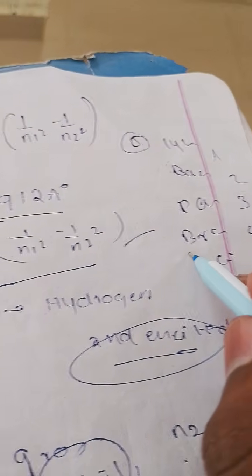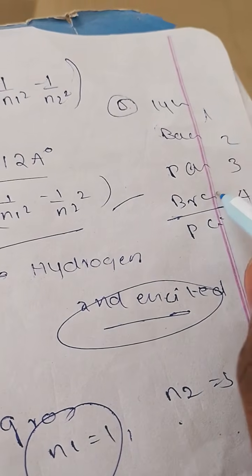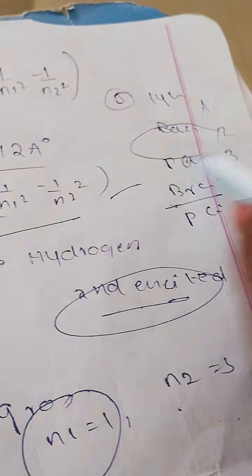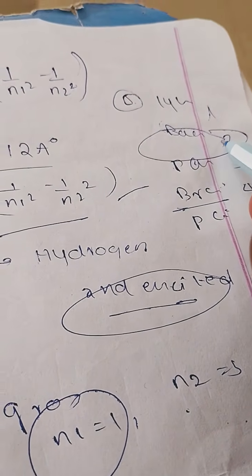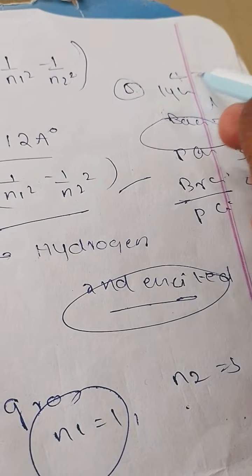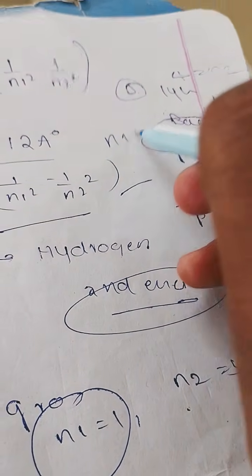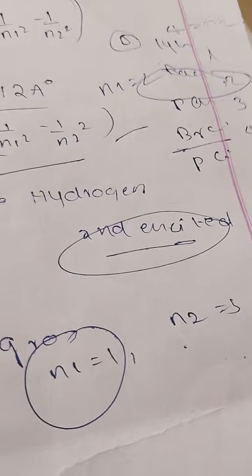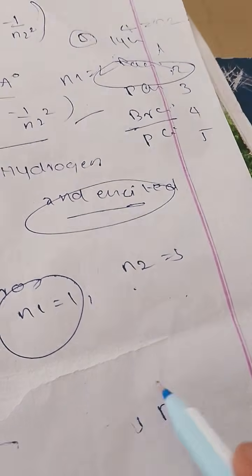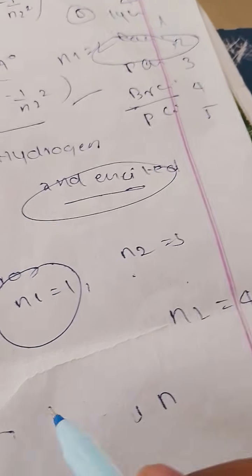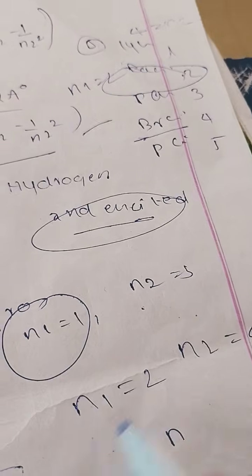But the examiner may not give the n1 value. He will give, for example, an electron of a hydrogen atom from the Balmer series jumped into the third excited state. Third excited state means n2 is equal to 4, and Balmer means n1 is equal to 2.